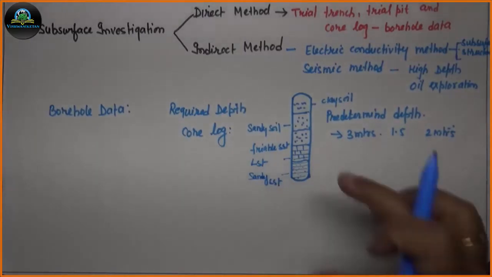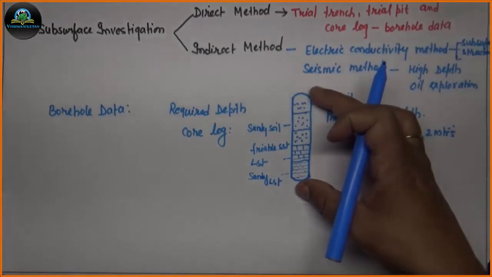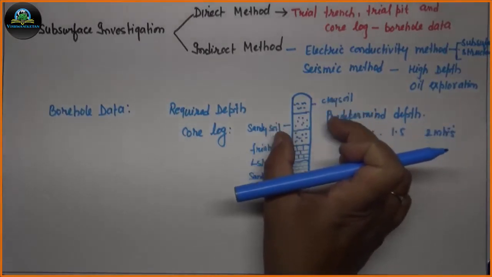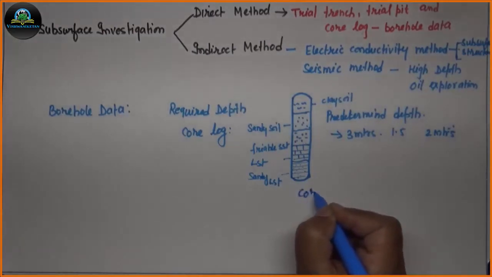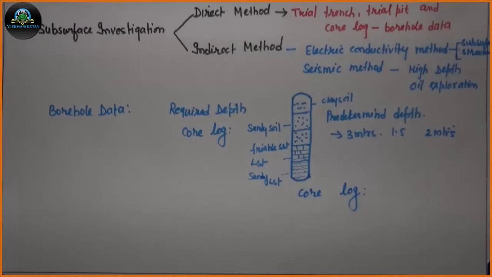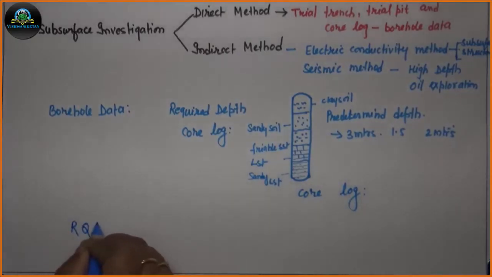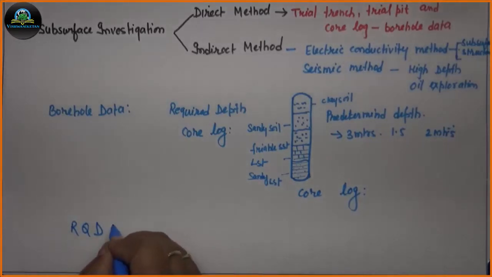This entire arrangement of rock which we obtain after the drilling is a cylindrical mass of rock, which is known as core rock. Now on the basis of this core rock, we can calculate the value of RQD, which is very significant for any type of construction.